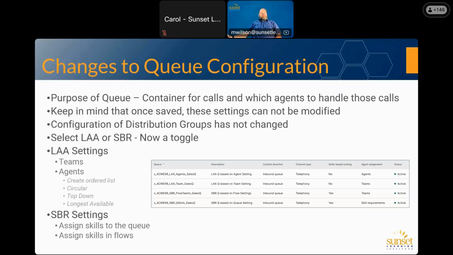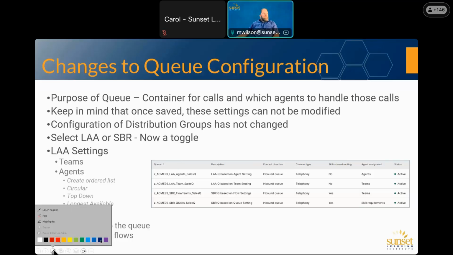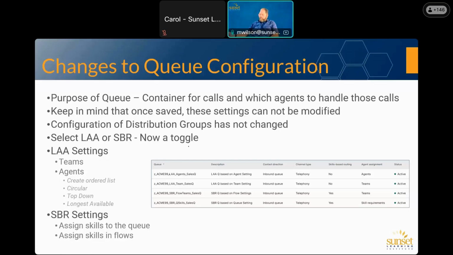One of the things I always like to leverage is some of these tools. Like when I look at a list of queues, it will actually show us the channel type, that's important, but also which queues have skills-based routing invoked, and which queues have agent assignment, or how the agents are being assigned.